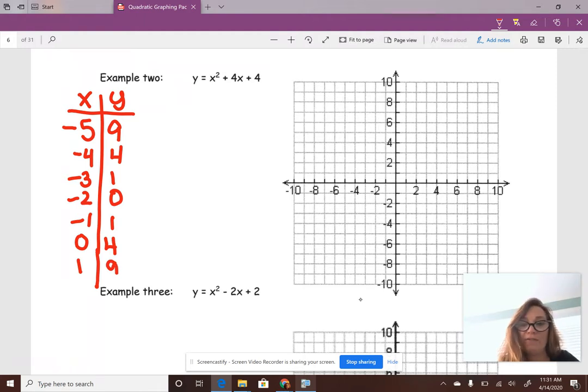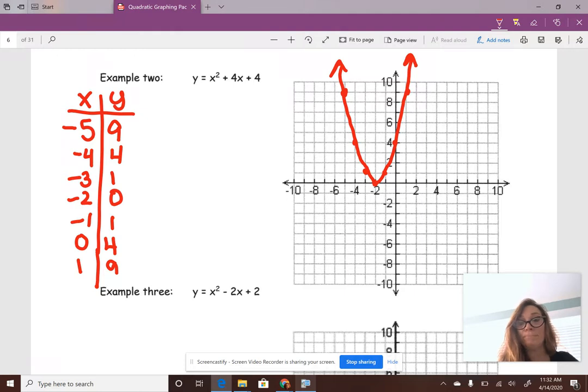Okay, so -5, 9, -4, 4, -3, 1, -2, 0, -1, 1, 0, 4, and 1, 9. Here we go. Okay, so this is a great example of something that has only one root or two equal roots.